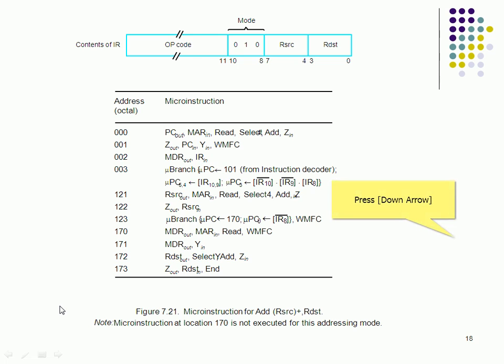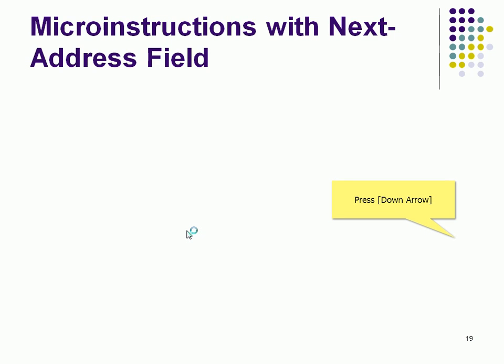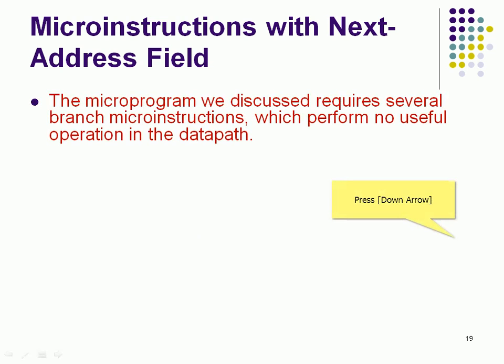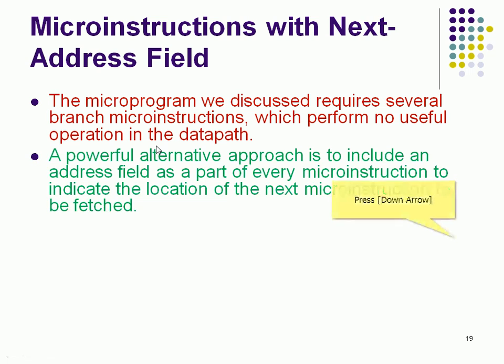So similarly, the micro instructions are stored here, the same thing we discussed in the previous case. So that is there: micro instructions with the next address field. The microprogram we discussed requires several branch micro instructions that perform no useful operation in the data path. A powerful alternative approach is to include an address field as a part of every micro instruction to indicate the location of the next micro instruction to be fetched. So the address field is going to be added here.